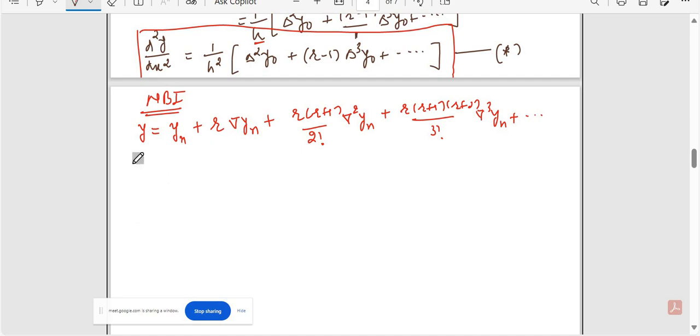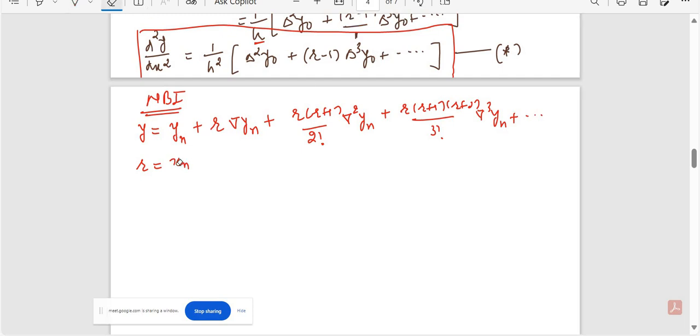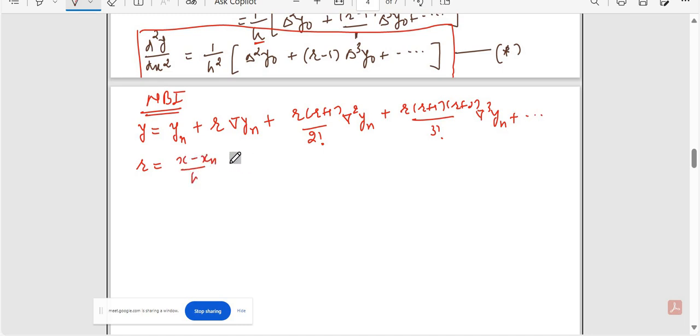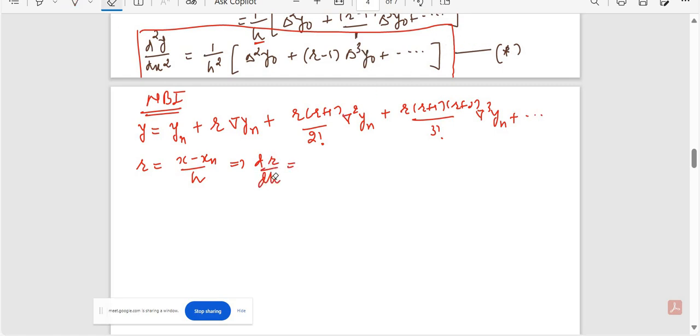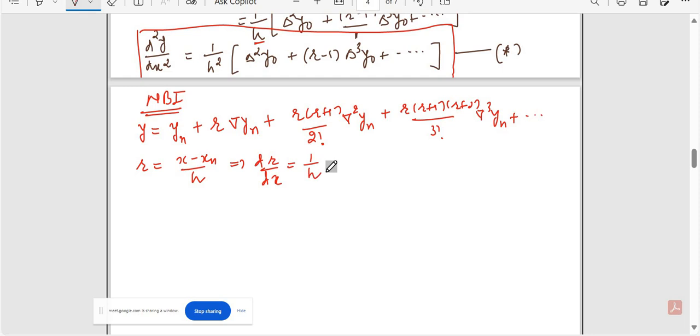Clear? Okay, so same formula here. And r is x minus xn divided by h. Yes or no? Yeah, x minus xn. Yes. Okay, so x minus xn divided by h. So from that we have dr by dx, that will be again 1 by h. Agree, everybody?